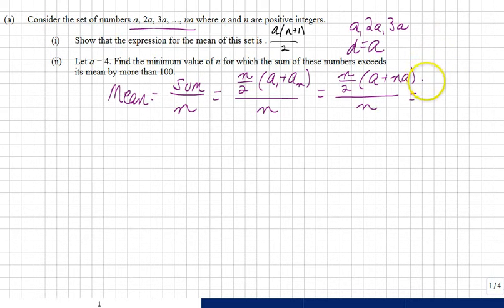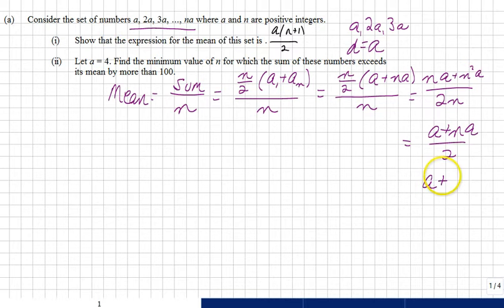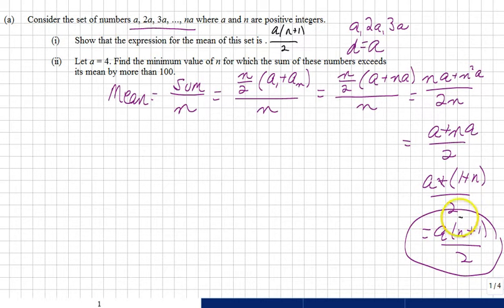So I've got n times a, I'm distributing, plus n squared a over 2n. Now I've got an n in every term, so I'm going to divide through numerator and denominator by n. I get a plus na over 2. And to get their answer, I'm going to factor out the a and get a times 1 plus n over 2. So that's a times n plus 1 over 2. So this is an expression for the mean of that sequence.